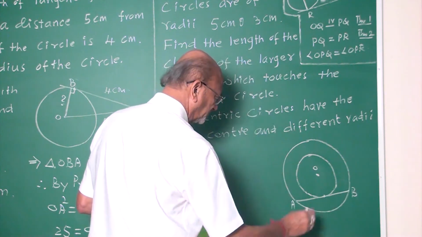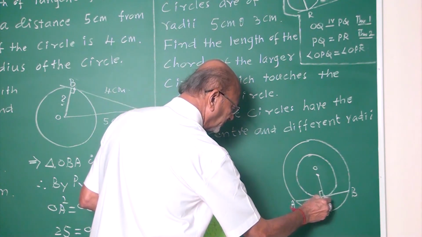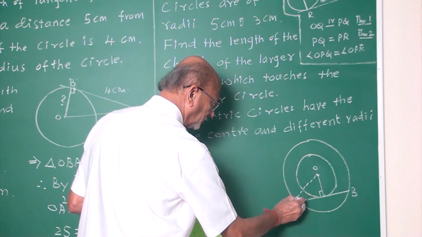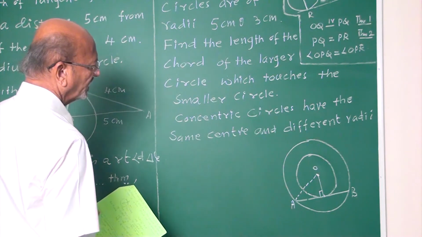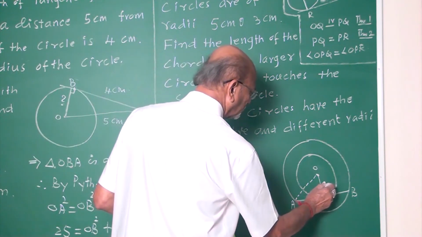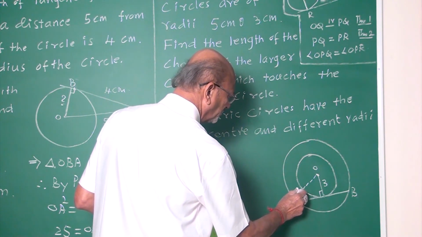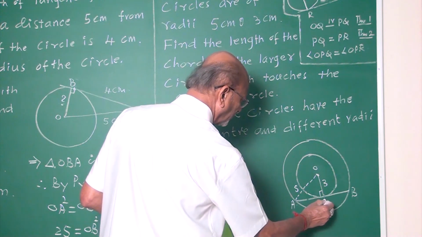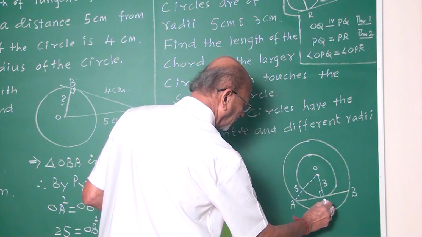What are the given things? This is 90 degrees. This is 90 degrees. Join OA. This is the radius of the small circle. This is the radius of the big circle, 5. You want to find the length of the chord AB. This is P.